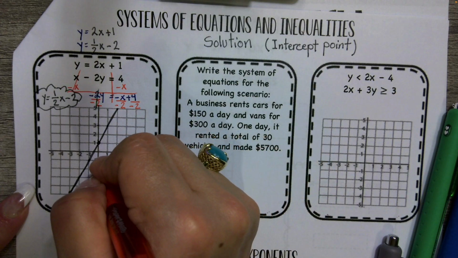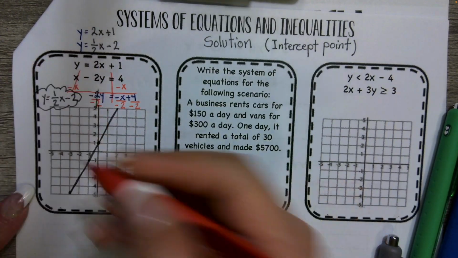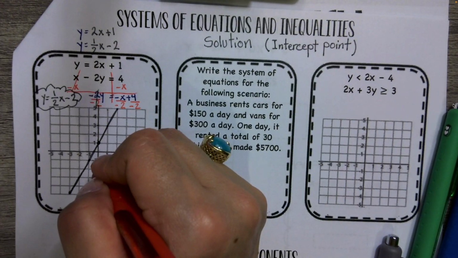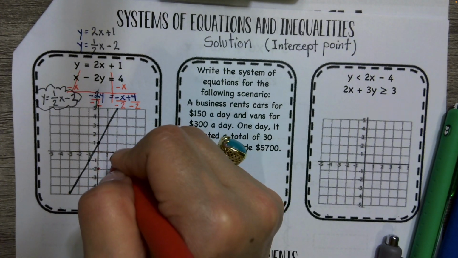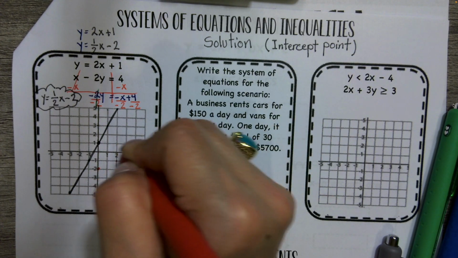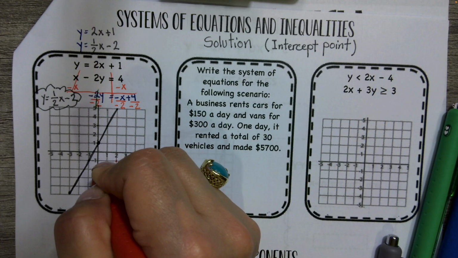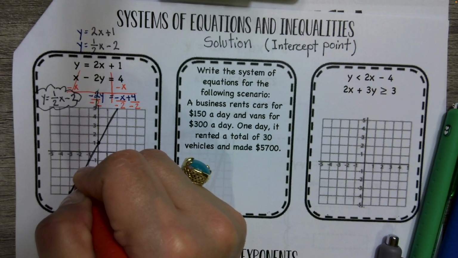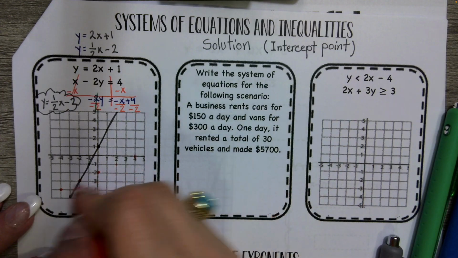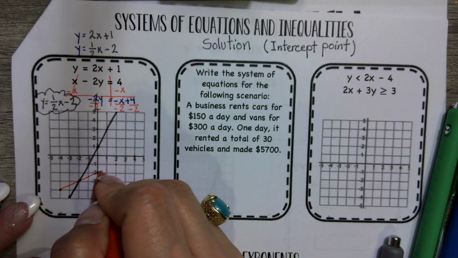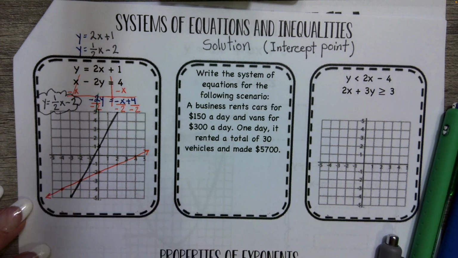So I would start from here. And then my rise over run is 1 over 2. So 1 up. That's positive, right? Yes. 1 up. 2 right, 1 up, 2 right, 1 up, and it should be over here, and over here, and over here. So the line is like this.